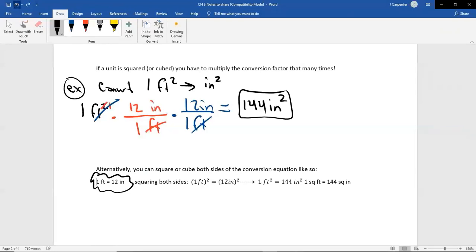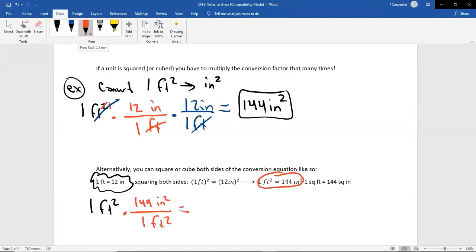So when you do that, the 1 squared is 1, the feet squared is feet squared, the 12 squared is 144, the inches squared is inches squared. So that tells us that 1 square foot is equivalent to 144 square inches. So then I could go back to the previous example and say, all right, we had our original 1 square foot. We're going to multiply by, now we'll use this as our multiplier. The feet squared are the old. So in the bottom goes the feet squared, which had 1. And the top is our 144 square inches.